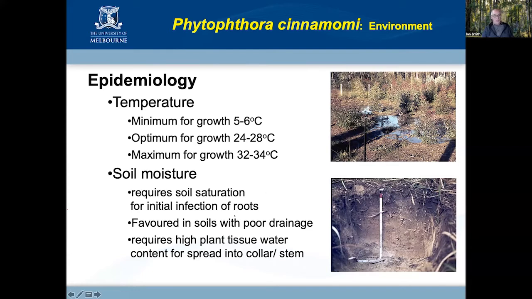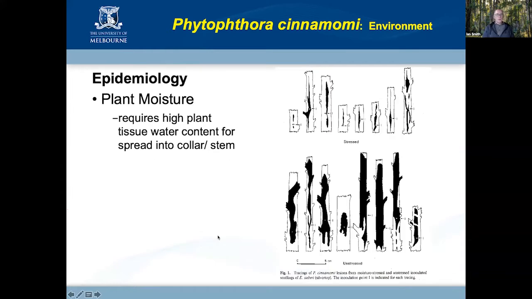And another thing we found was that the plants themselves have to have high plant tissue water content for spread into the collar, and we did that by looking at trees and seedlings, where we had some that were stressed and some that were unstressed. In this particular experiment, we thought that stressed trees would be more susceptible than unstressed trees. And so we went along expecting to have the hypothesis that these ones were going to die before these ones.